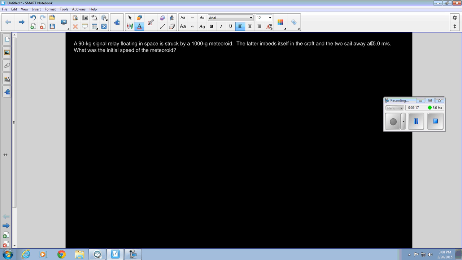The two sail away at 5 meters per second, so they're together. They're combined after the collision. That's what tells me that it's a perfectly inelastic collision. So the conservation of momentum applies in this scenario, where initial momentum has to equal final momentum. Initial momentum of both objects together.